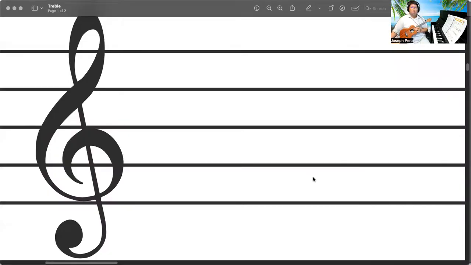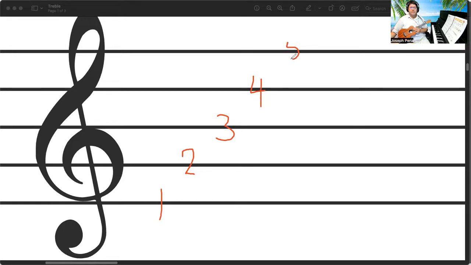As you can see, when we play on the ukulele and read music, we're going to be using a staff. We have 5 lines. Let's go ahead and count them. Ready? Here we go. 1, 2, 3, 4, and 5. 5 lines. And now let's count the spaces. Oops, wrong one. 1, 2, 3, and 4. So we have 5 lines and 4 spaces to work with.